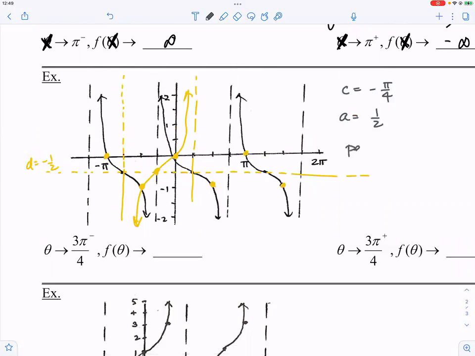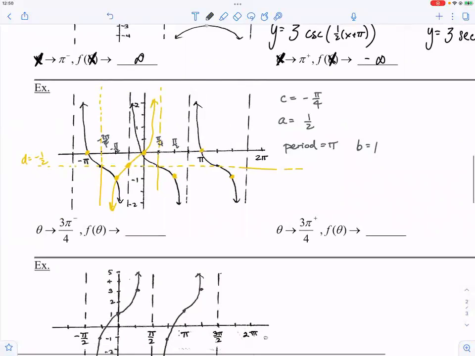And what about the period? Looking at the period, we have from negative pi over 2, so this is negative 3 pi over 4. And this is pi over 2. So pi over 4. So the period is pi. That means the B value is equal to 1.